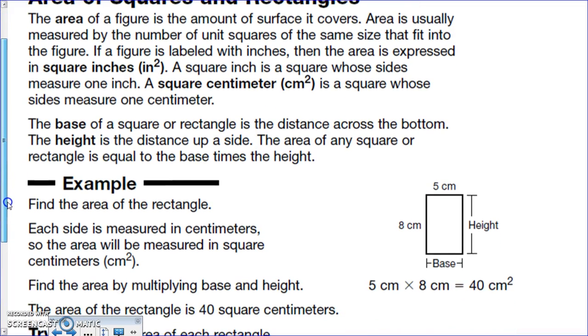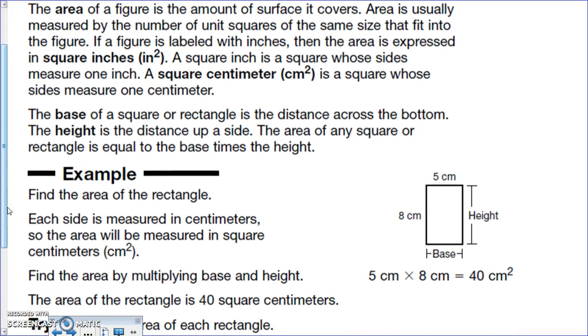Example, find the area of the rectangle. Each side is measured in centimeters, so the area will be measured in square centimeters. Find the area by multiplying the base times the height. So the base is 5 centimeters, the height is 8 centimeters, so 5 times 8 equals 40. So we have 40 centimeters squared, or the area of the rectangle is 40 square centimeters.